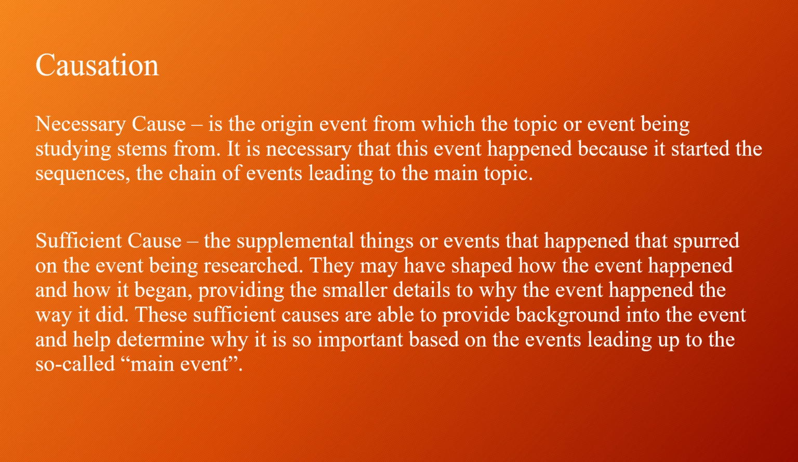So yeah, these are going to be the smaller things that influenced how the main event happened the way it did. And normally you're going to have quite a few sufficient causes. It's not going to be just one or two like the necessary causation, but you're going to have many sufficient causes.